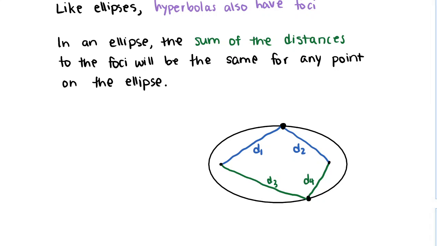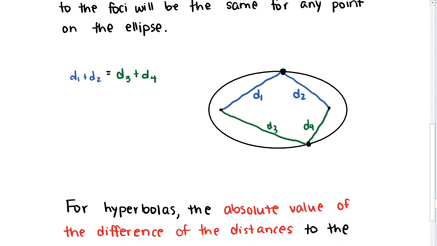Well, the sum of these blue distances is going to give us the same value as the sum of these green distances, no matter what point we choose on our ellipse. All right, so that's what's special about the foci of an ellipse. What about for a hyperbola?